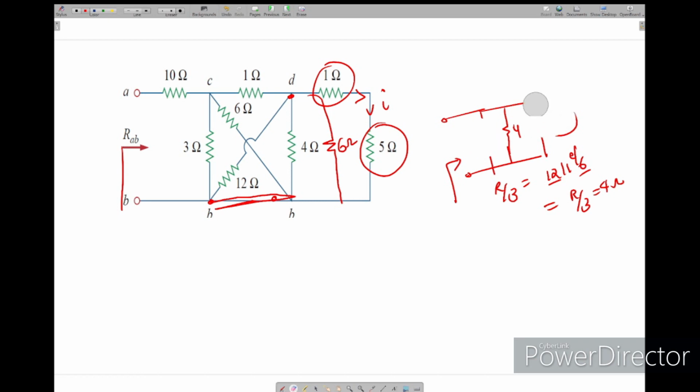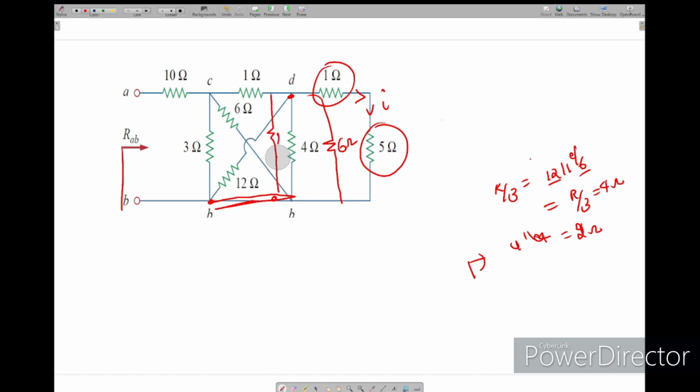So this entire network will be replaced with now 4 ohms. Again we know 4 parallel with 4. Again we will get 2 ohms. So this entire network is replaced by now 2 ohms. So now up to here we got 2 ohms. Now 2 ohm and 1 ohm in series. Yes. Now I will write this one 10 ohms. 3 ohm. You see here.